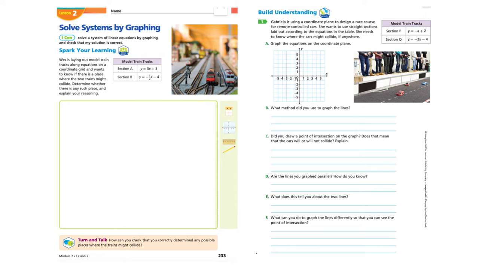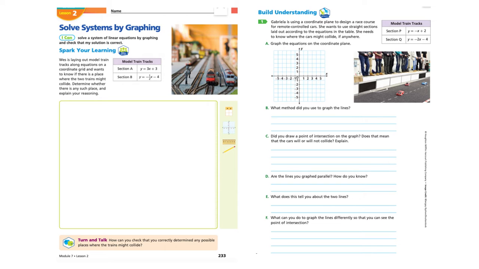Take some time, work on that. You can also look at the turn and talk. How can you check that you correctly determined any possible places where the trains might collide? So that goes along with this. So take a minute, work on that, and then we can go to the build understanding.